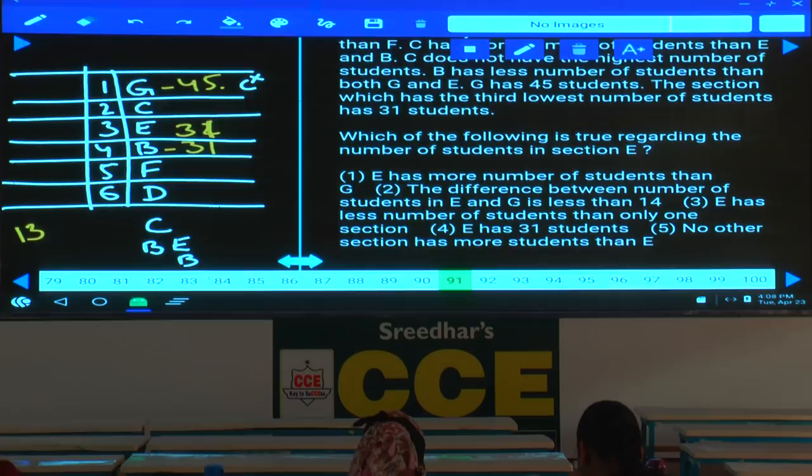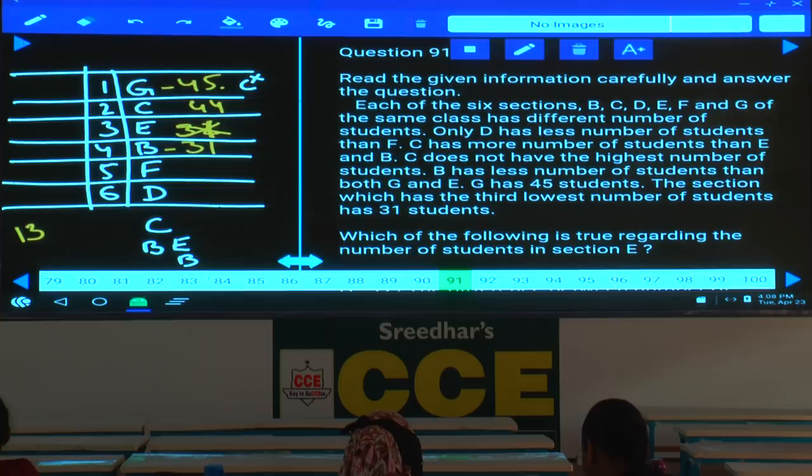Take C as 44. E cannot be the same as C, since each section will have a different number of people. Different number of students means all six sections should have six different numbers of students.